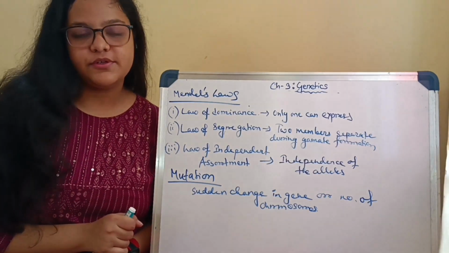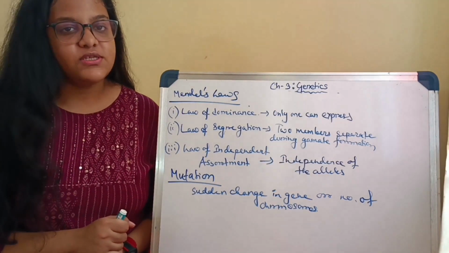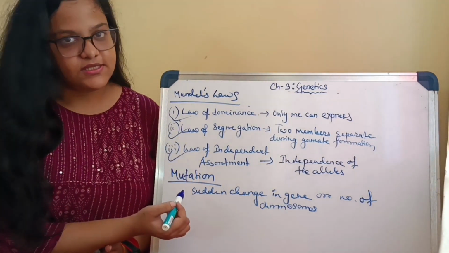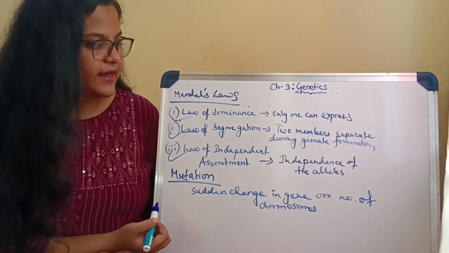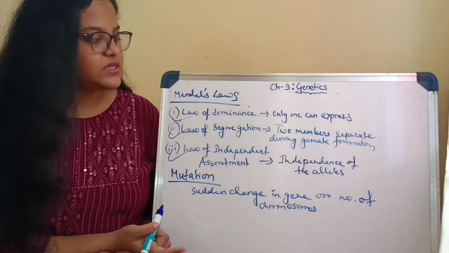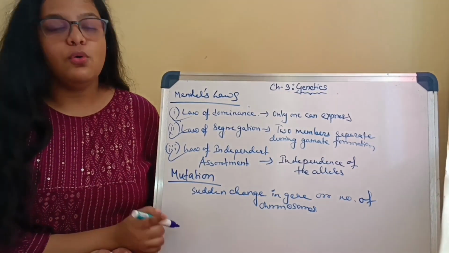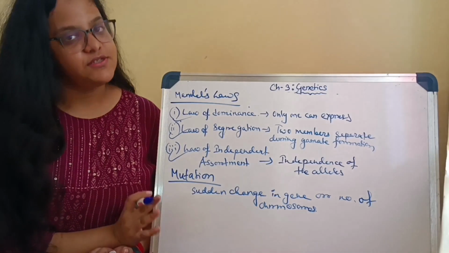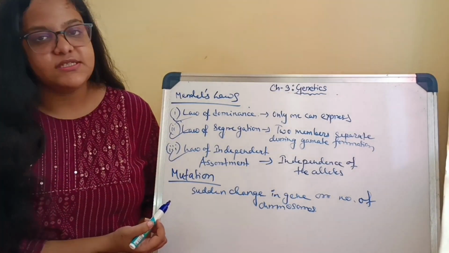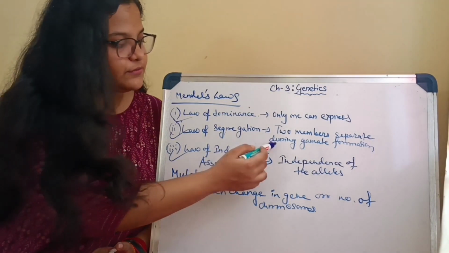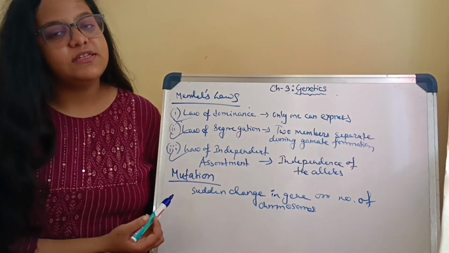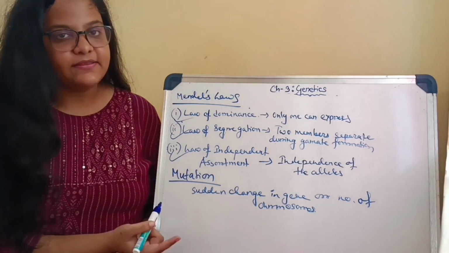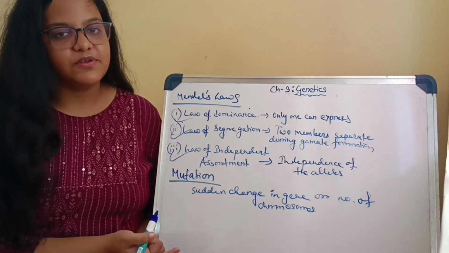So after jotting down those monohybrid cross and the dihybrid cross, Mendel found three laws related to inheritance. Those are the law of dominance, law of segregation, and law of independent assortment. What happens in the law of dominance is that when a pair of characters is present, that is, one with the dominant allele and one with the recessive allele, only one can express itself. That is, as we have already known, the dominant one expresses, and the recessive one remains suppressed.